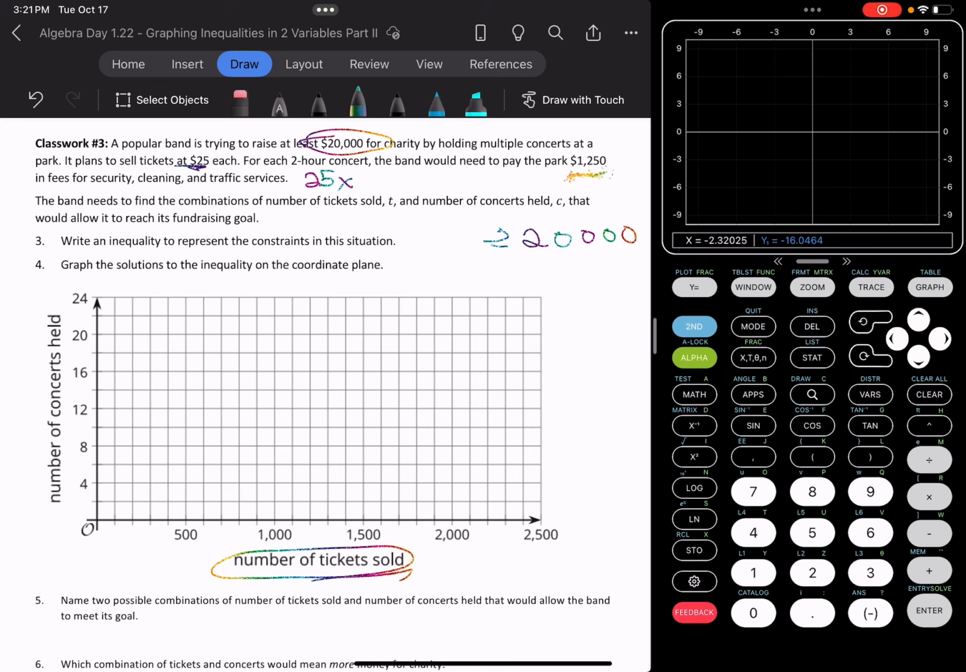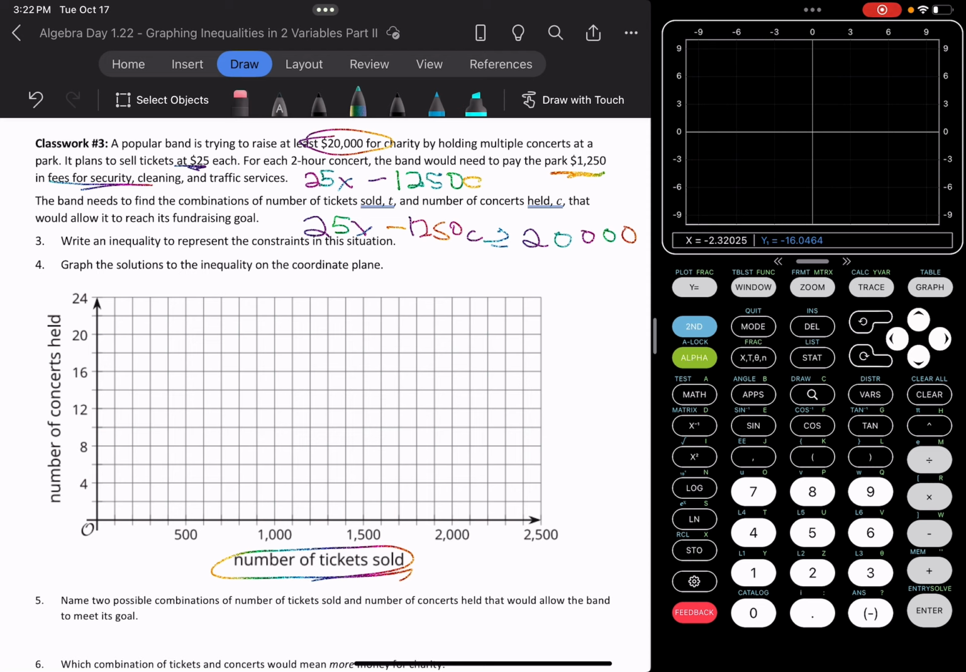But they have to pay $1,250. So if you have to pay $1,250, then we have to subtract that times the number of concerts that they hold, because they have to pay every time they hold a concert. So 25x minus 1250c has to be greater than or equal to 20,000. Then it says graph the solutions.